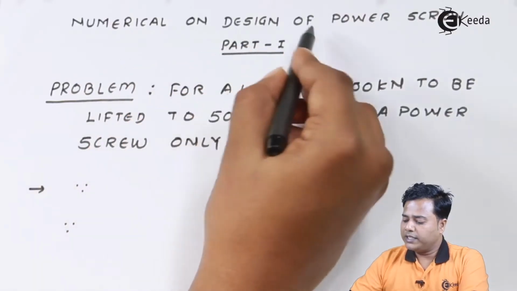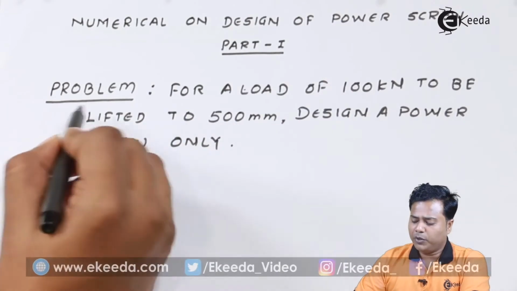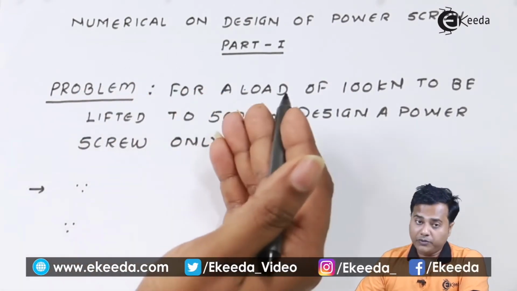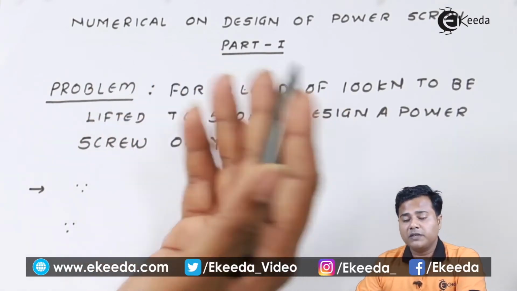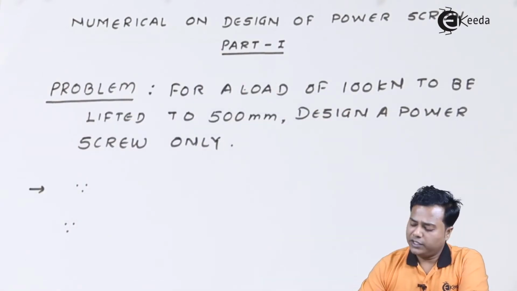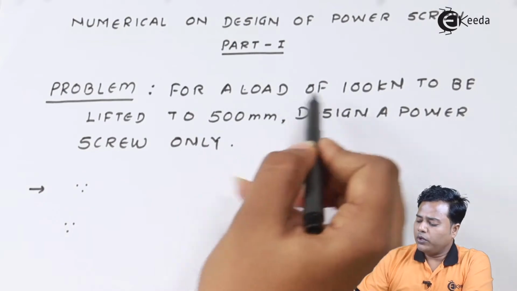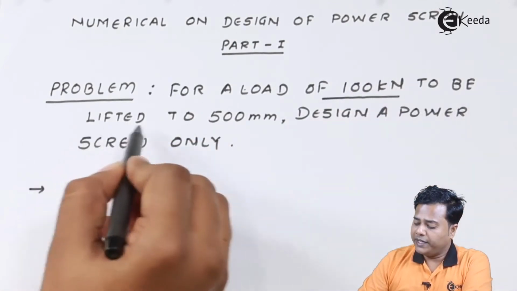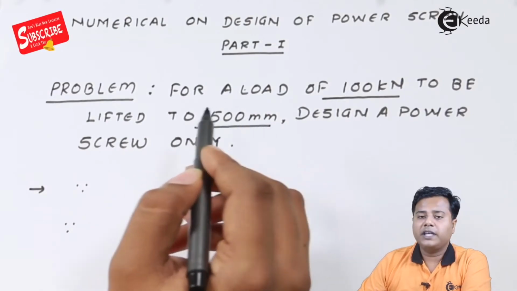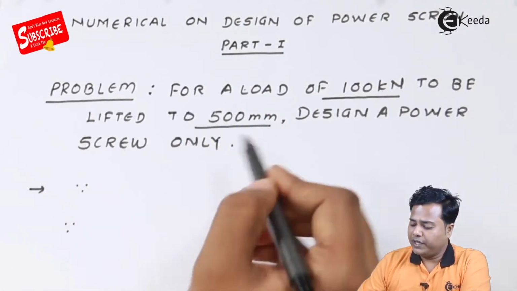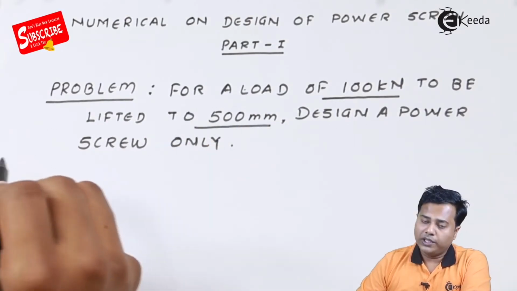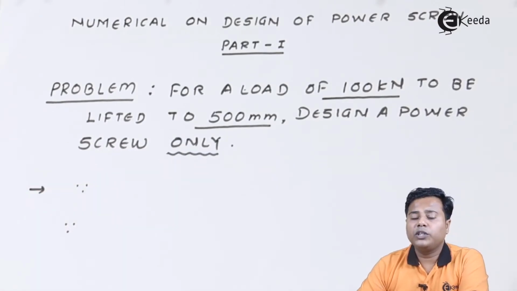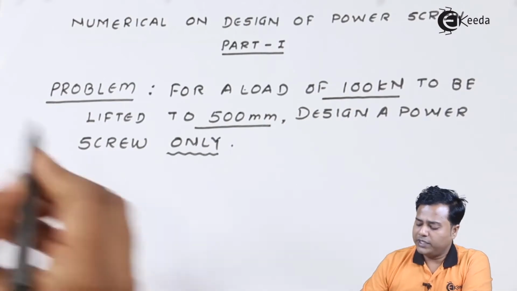So numerical on design of power screw part 1. The problem statement is given. In a random power screw problem statement, the material will be either specified or we'll have to select the material. So it says that for a load of 100 kilonewton, to be lifted to 500 mm. This is the height to which the load is to be lifted. Design a power screw only. So they have kept our purpose limited only to the power screw design. So let us begin with it.